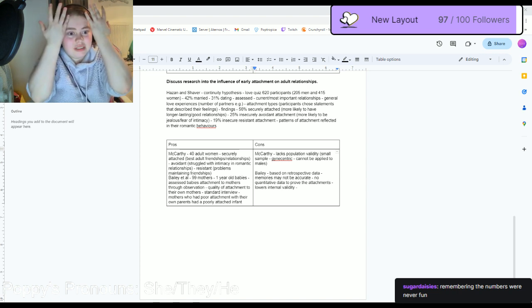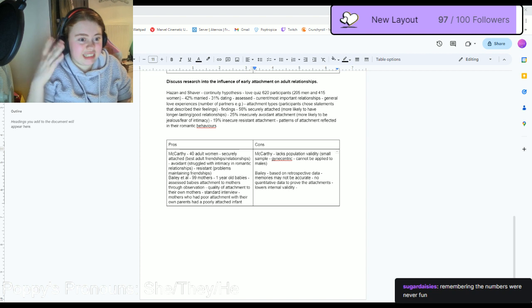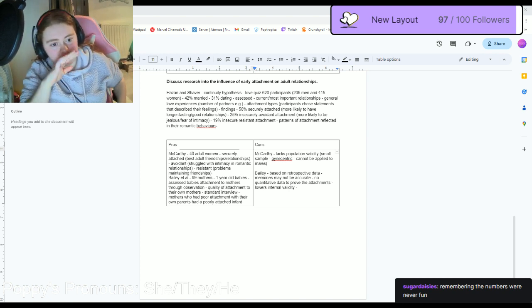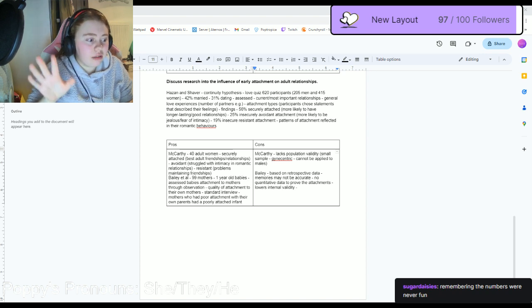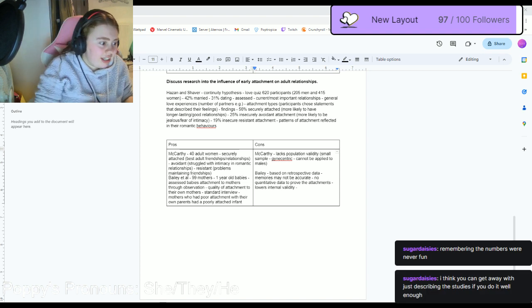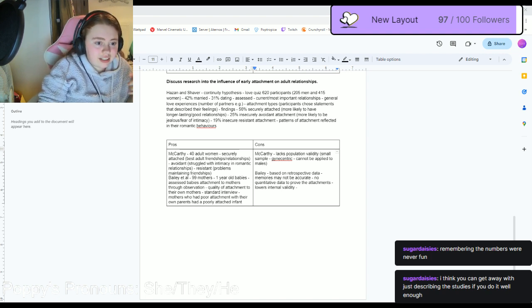Earlier this week or last week, we did a little mini mock on attachment and a few other bits and pieces. One of the 8 markers was cultural variations in attachment, and I could write about the study. I think you can get away with just describing the studies if you do it well enough. Yes, you can. I remember it was Van Ijzendoorn's study.